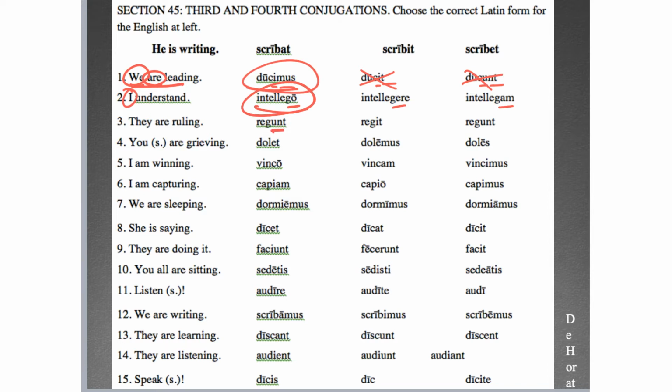Number 3, it looks like I included by mistake 2 correct answers. All right, and they are both those. So either one of those is correct. There's nothing different about them.